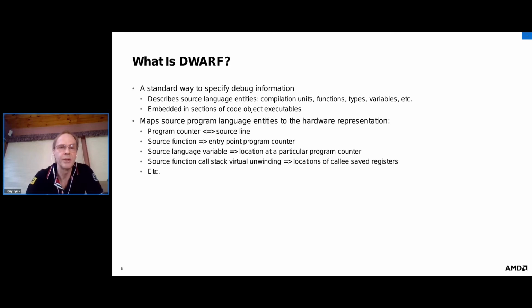It's really describing how source language entities, compilation units, functions, types and variables, map onto the physical hardware that the compiler decided to generate code for. And you embed it in the code objects, or you can split it off into separate files. You can answer questions like, this program counter, what's the source line? Or for this source line, what's the program counter? Or, where do functions start?